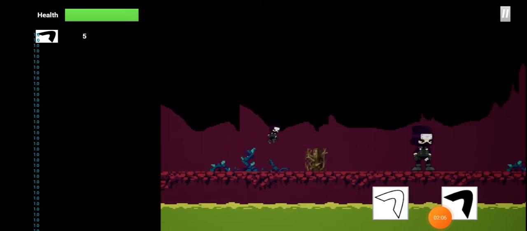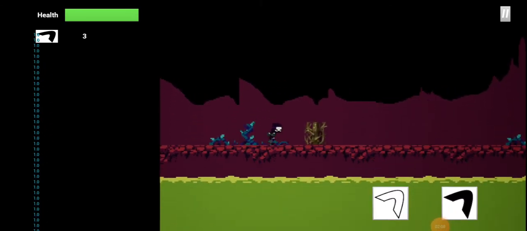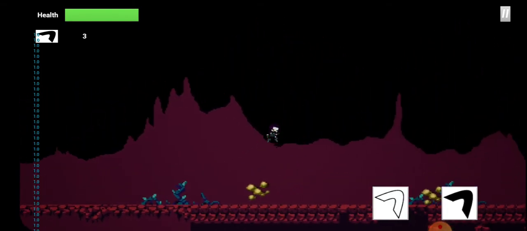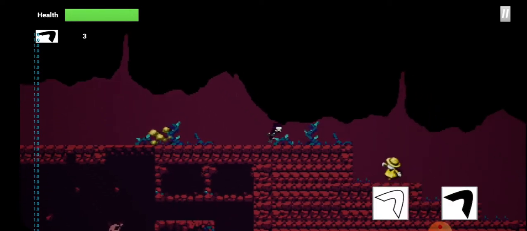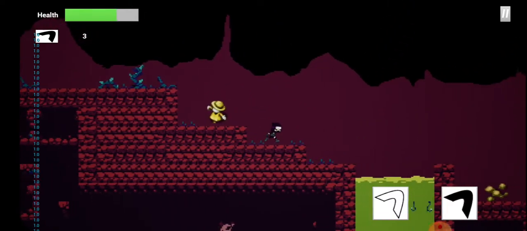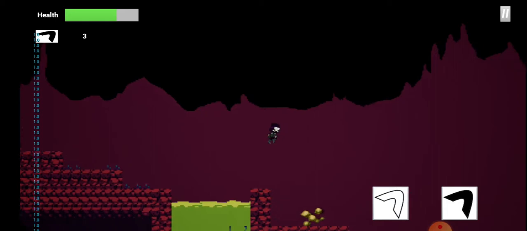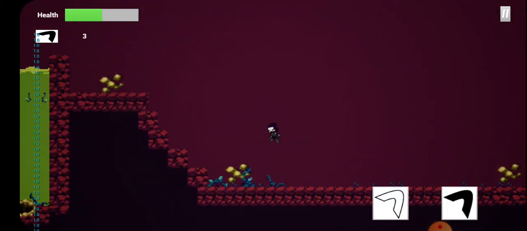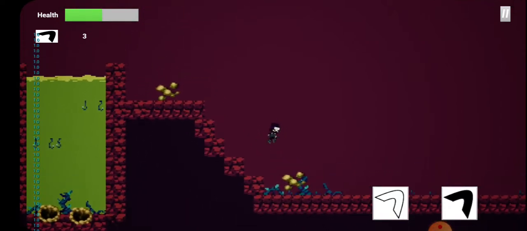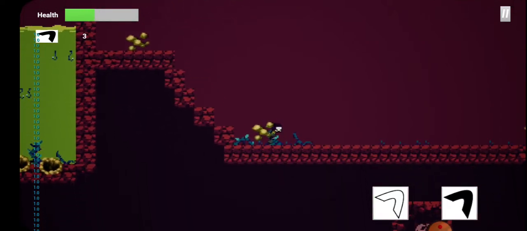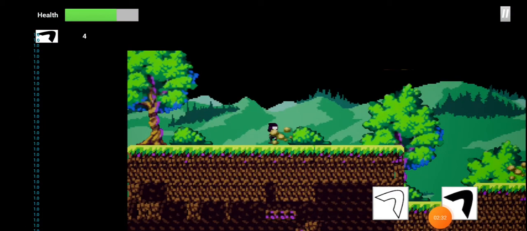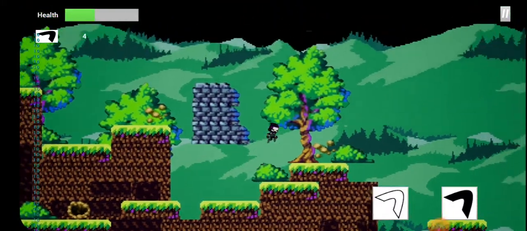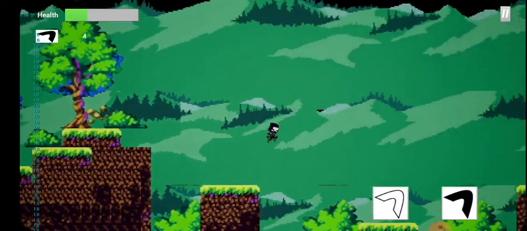This is the second level. These are some traps. This is the third level. As we can see, in every level we have a different kind of background.